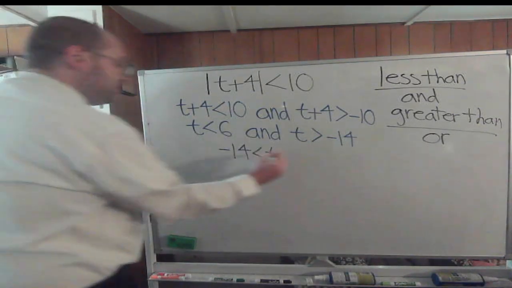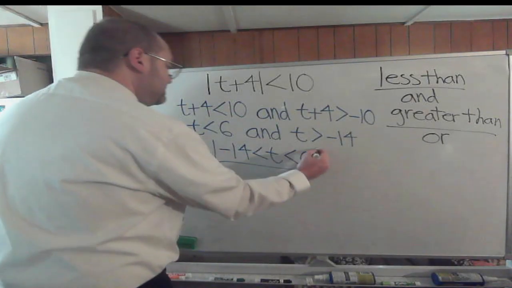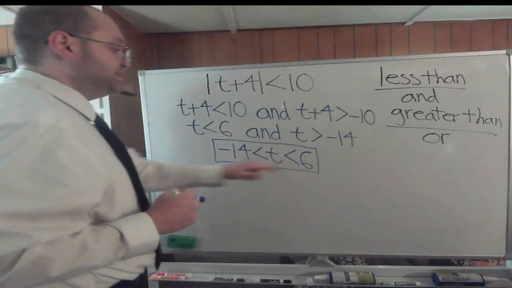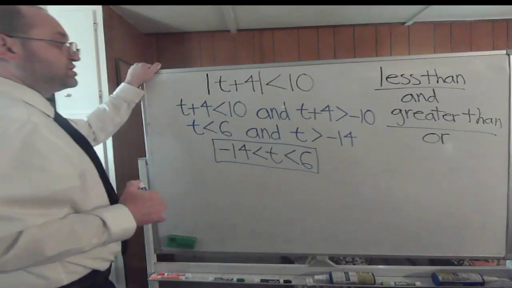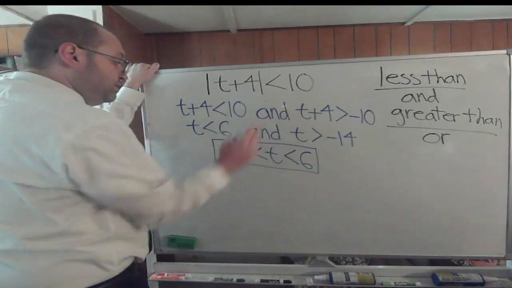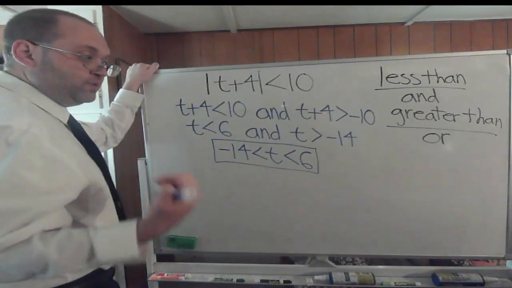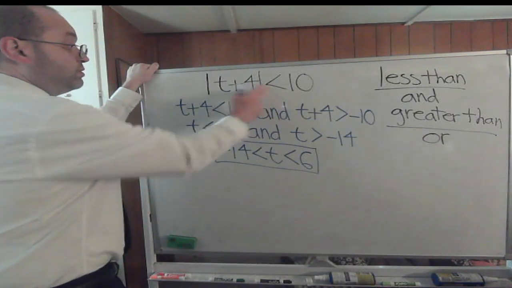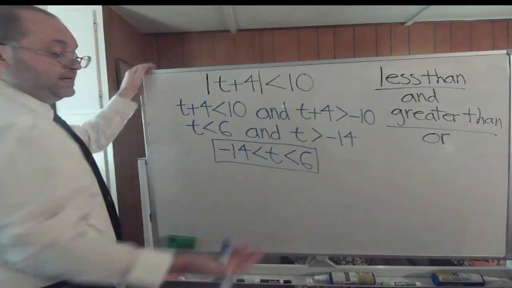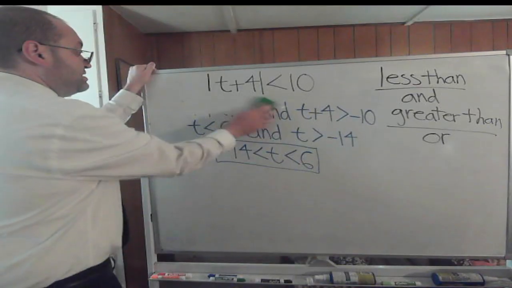And then we know t is less than 6. So you'll get the combined inequality for your answer of negative 14 is less than t, which is less than 6. So whenever you have a less than and then it turns into and, which it always will with absolute values, you get a combined inequality, a conjoint set. Now if t plus 4 were greater than 10, you would be using or, and then you would have a disjoint set. So those are things to bear in mind.